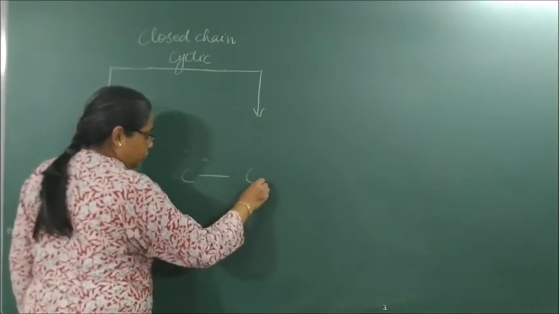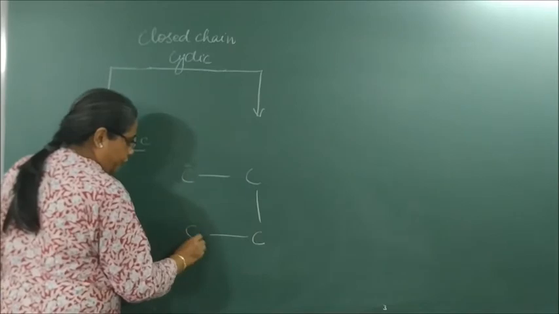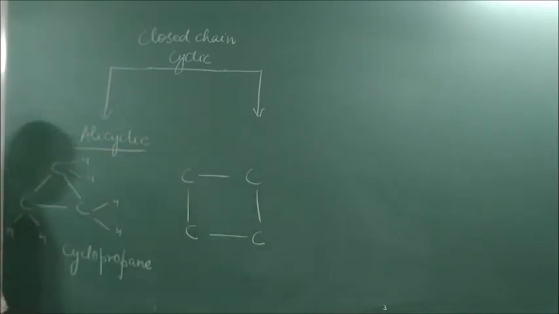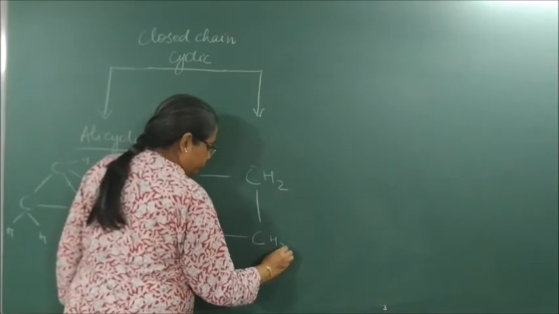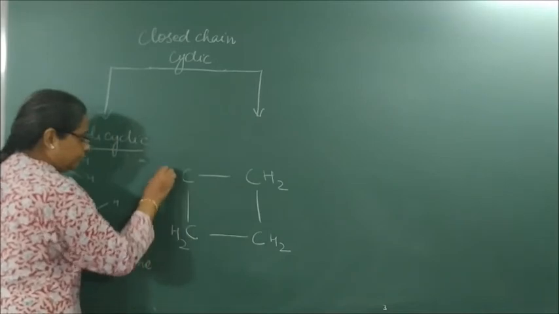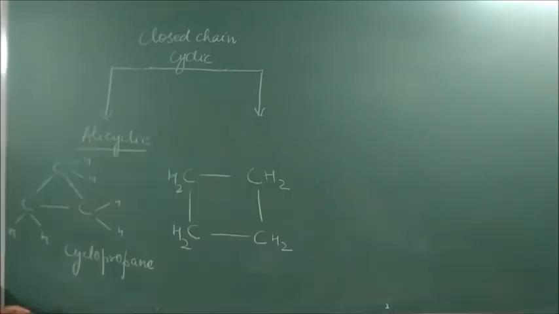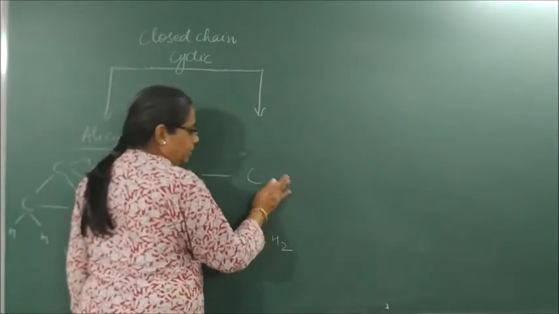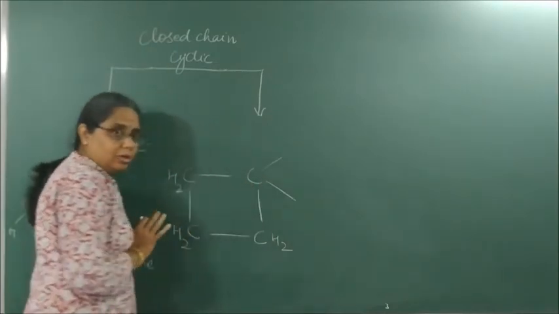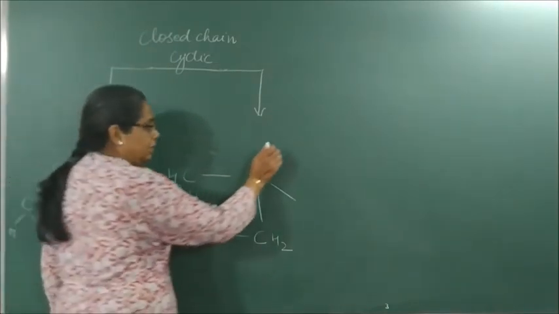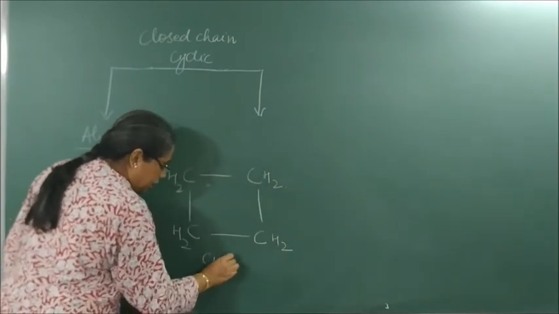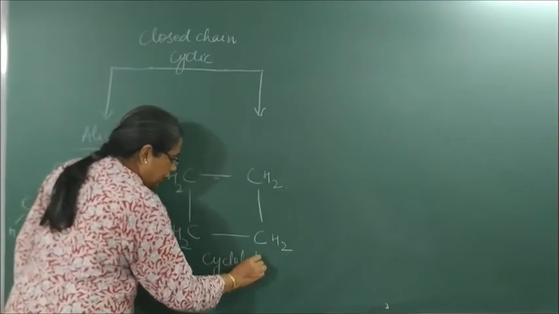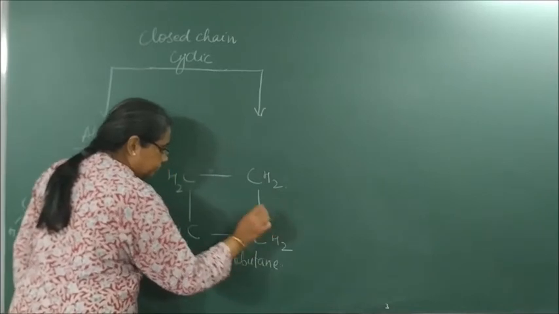Now see the next one. 1, 2, 3, 4. What will it be called? Cyclobutane. What will I write everywhere? CH2. I can also spread this out and write it like this. This is only cyclobutane. Very good. Cyclobutane.